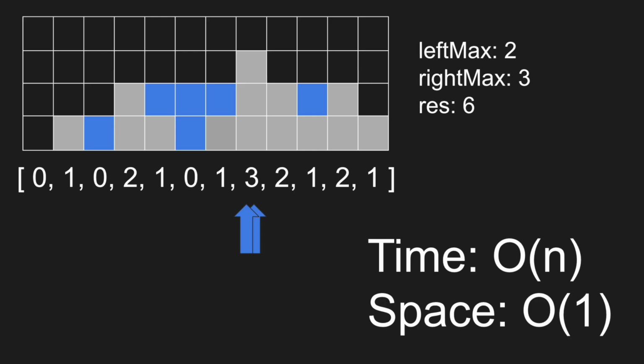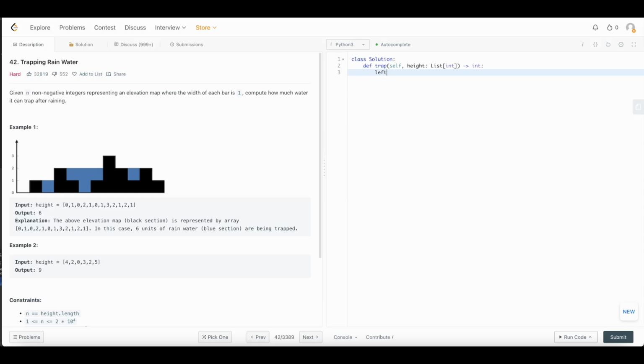So now let's get to the coding part. So we'll set the left pointer to 0, set the right pointer to the length of height minus 1. We'll set the starting left max to the height on the left, so height of left. And we'll set the starting right max to the height on the right, so height of right. And the starting result will be 0.